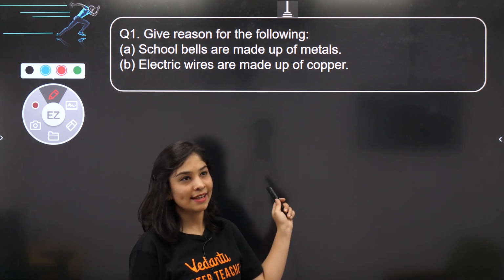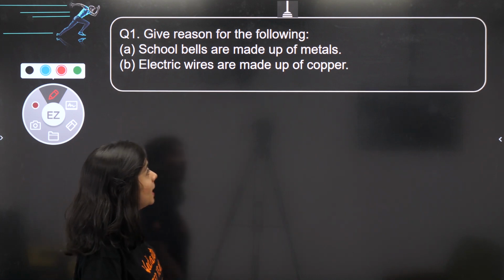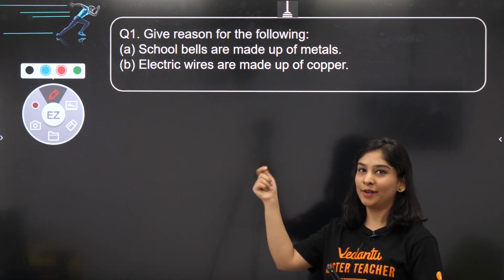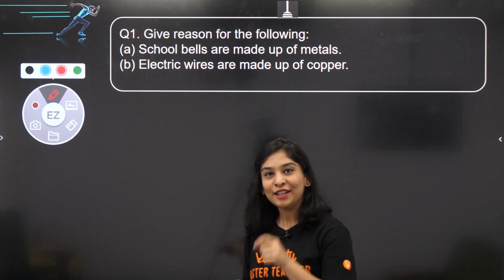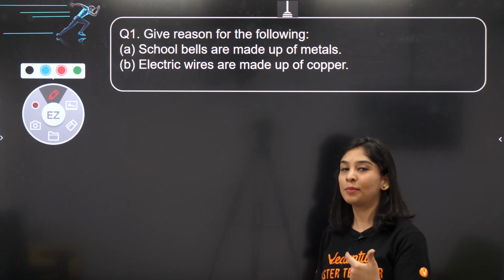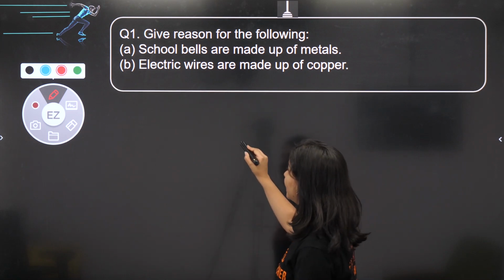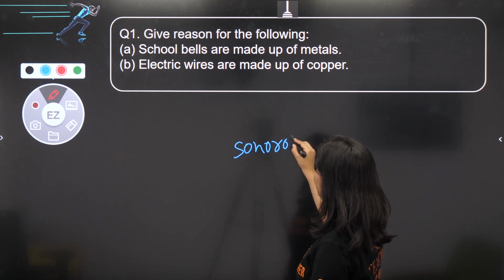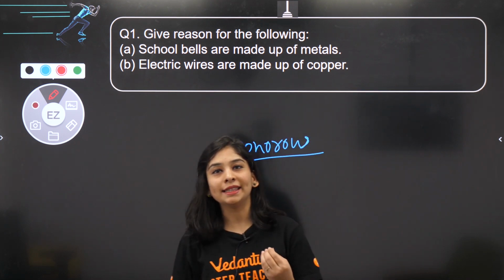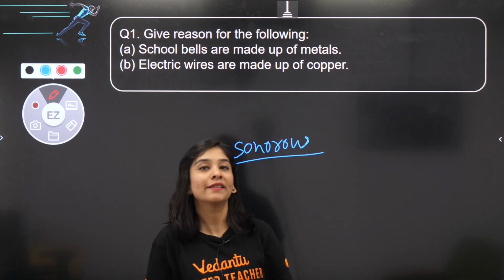First question on the screen right now. The question is give reason of the following. School bells are made up of metals. है ना, बहुत खुशी होती है जब लास्ट वाली बेल बजती है, टन टन टन टन छुट्टी. तो वो बेल जो होती है वो किसकी बनी होती है? Definitely that is metal. But why we made that bell of metal or mixture of metal? Because metal has a property, that metal is sonorous in nature. Sonorous means that whenever it strikes with an object, it produces a ringing sound.